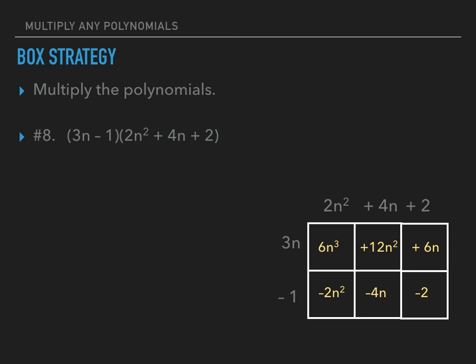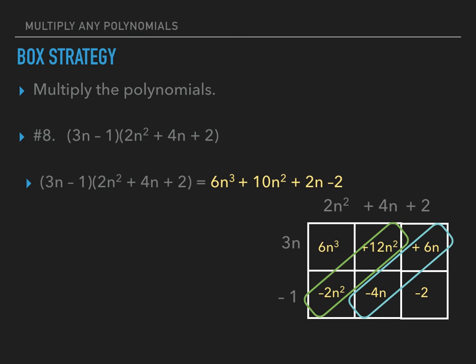Are there any like terms inside the box? Well, there are quadratic terms, right, n squared terms, and there are linear terms, n terms. So let's combine those like terms and write our answer in standard form. My answer will be a cubic, 6n cubed plus 10n squared plus 2n minus 2. So that's a review of 3 strategies for multiplying polynomials.